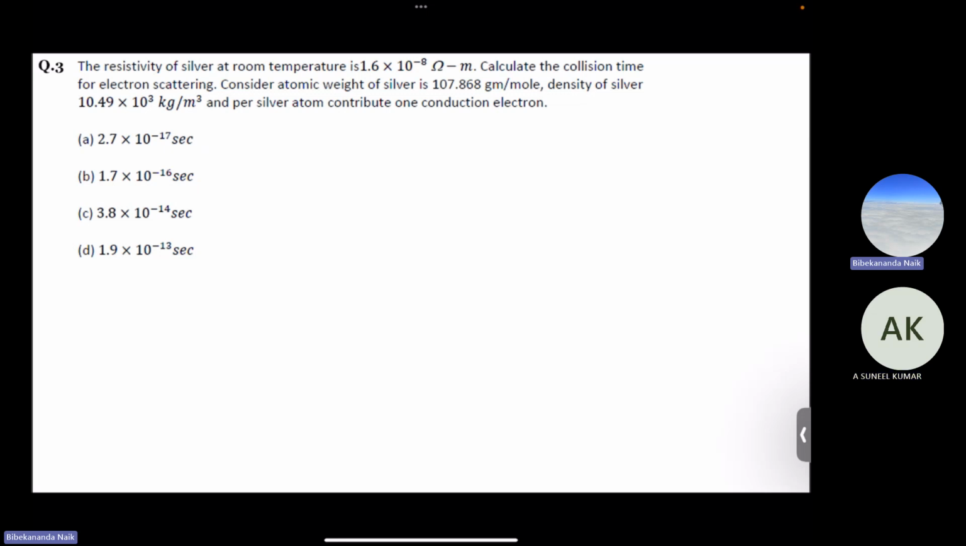The options are option A 2.7 into 10 to the power 17 second, option B 1.7 into 10 to the power minus 16 second, option C 3.8 into 10 to the power minus 14 second, and option D 1.9 into 10 to the power minus 13 seconds. So again, can you identify which formula we will be using here to calculate the value of collision time for electron scattering? Please try. I will give a few minutes and then I will discuss the correct answer.